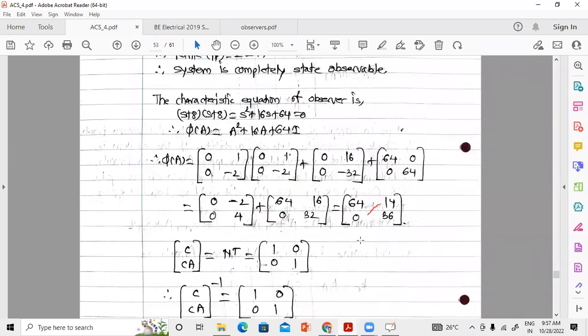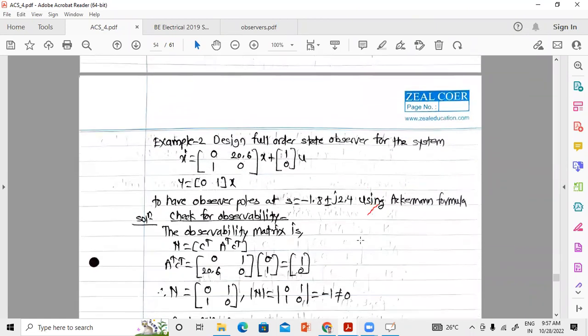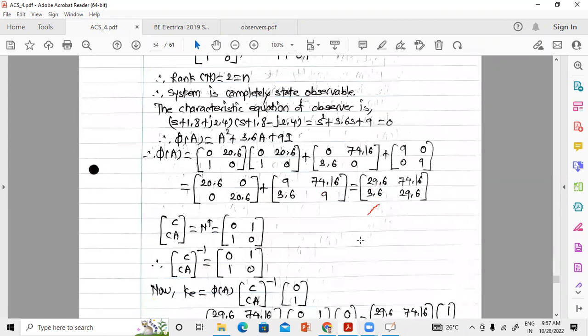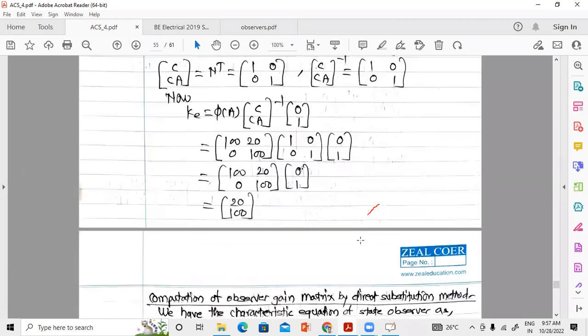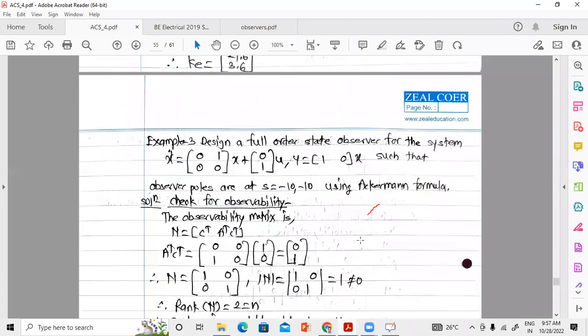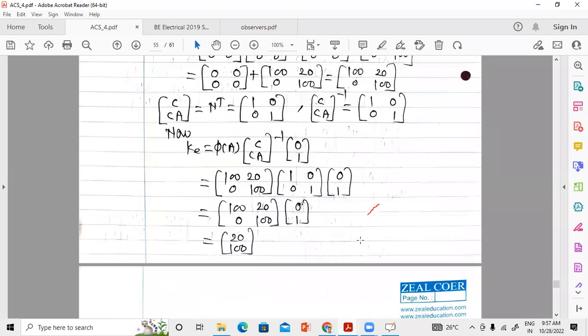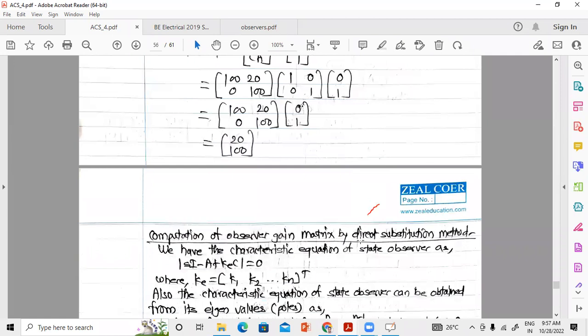Try to solve all these numericals in your notebook so that you will get complete idea about it. There are some other examples you can see here, and you can try all these examples. If there is any difficulty, maybe you can approach me. I will explain it once again.